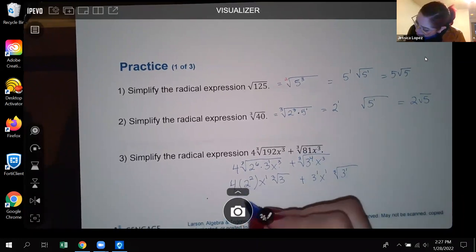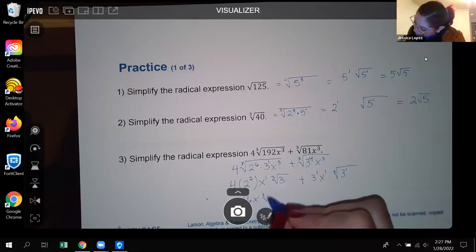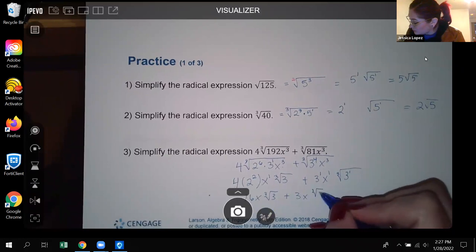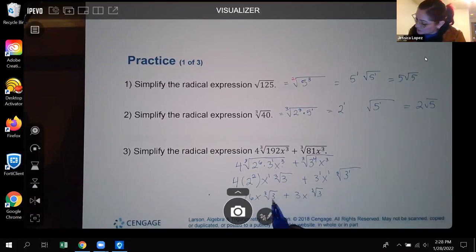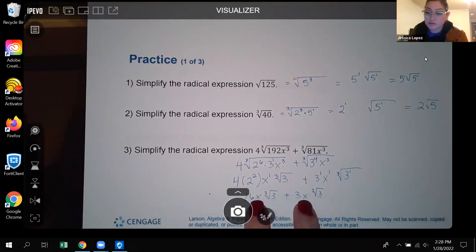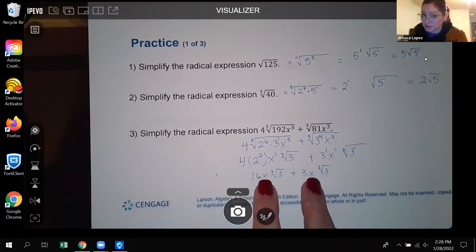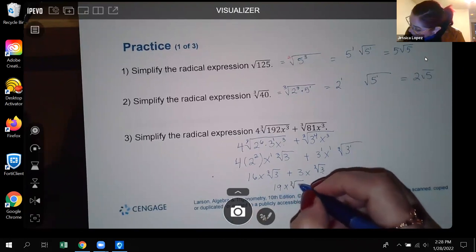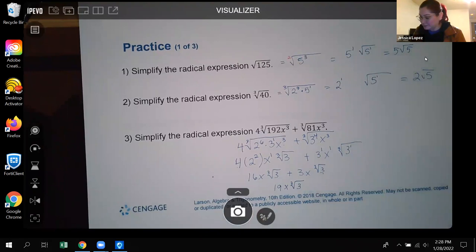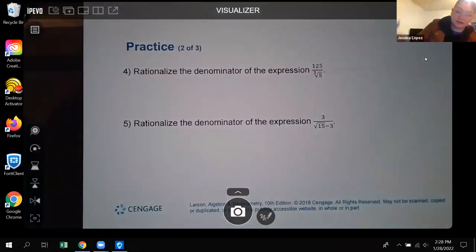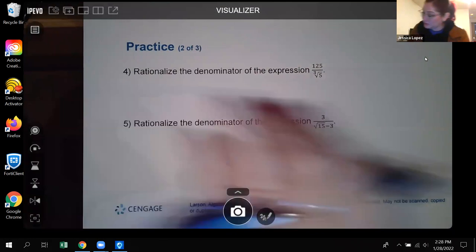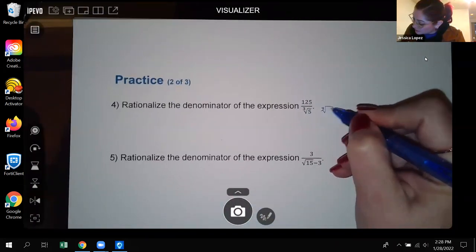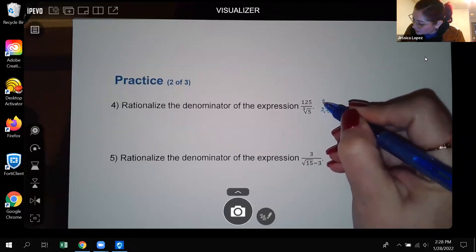So 4 times 4, I get 16x cube root of 3 plus 3x cube root of 3. They have the same indexes, the same radicands, and they also have the same variables with the same exponents. So I can combine these into 19x square root of 3. Now, let's see the next one. Here it says to rationalize this denominator, this is a cube root. So I need two more fives in order to get a 5 cubed.